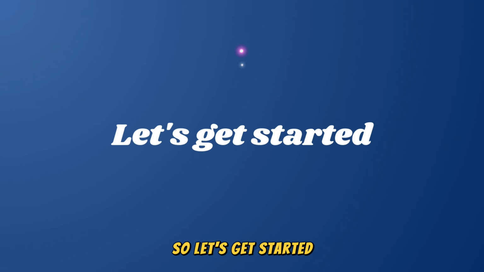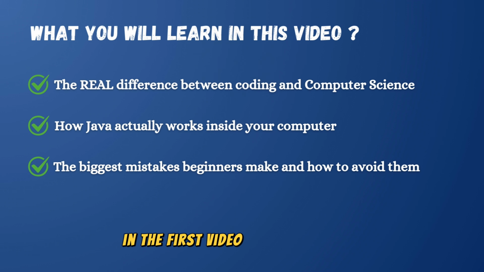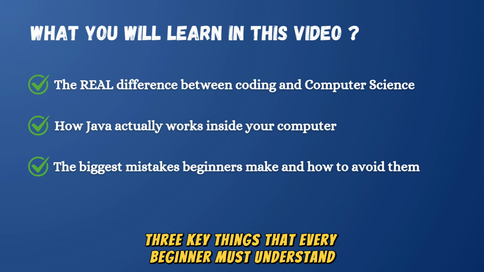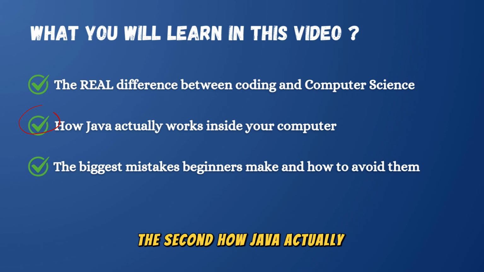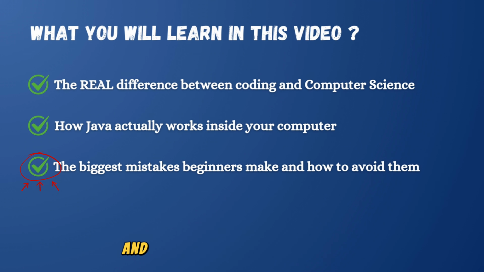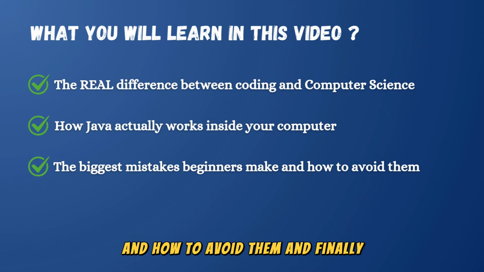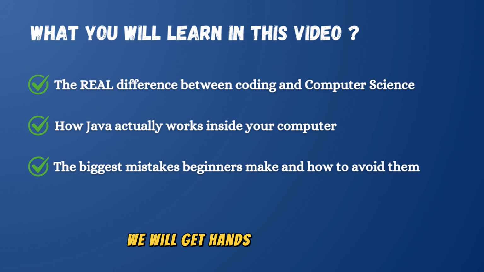So let's get started. In the first video, we are going to cover 3 key things that every beginner must understand. The first thing will be the real difference between coding and computer science. The second, how Java actually works inside your computer. Last but not least, the biggest mistakes beginners make and how to avoid them. And finally, we will get hands-on with a mini project where you will install Java and write your first program.